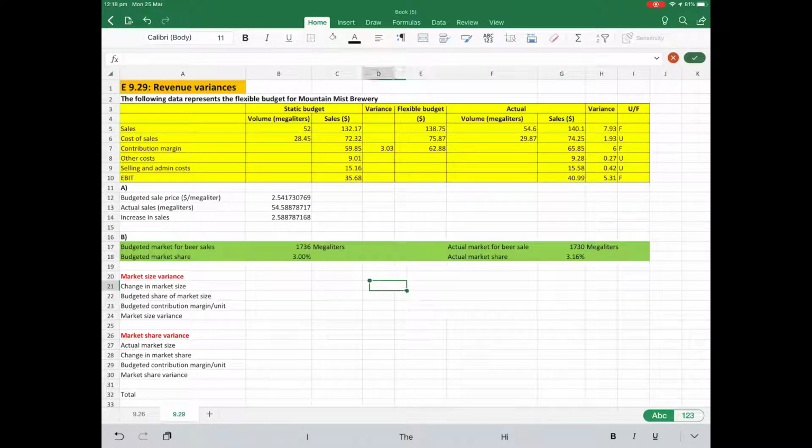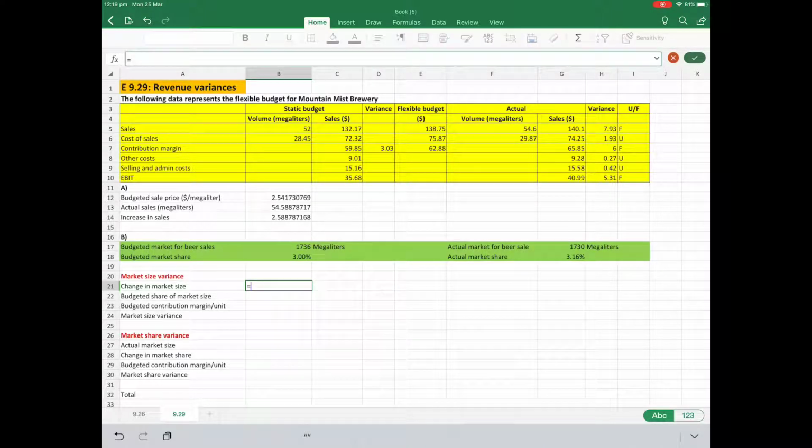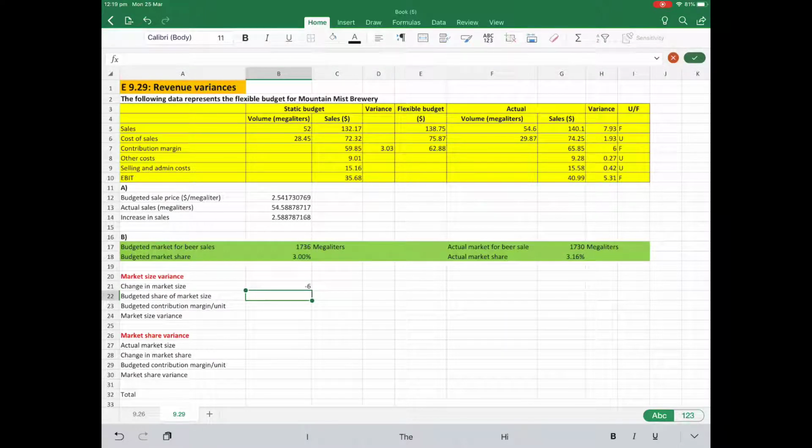All right, now the market size variance equals the change in the market size times the budgeted share of the market size times the budgeted contribution margin per unit. So for the change in the market size, I will take the actual market minus the budgeted market. I always take the actual minus the budgeted, so if that is negative, it means it's unfavorable, right? It makes more sense. The budgeted share of market size is this 3%, okay?